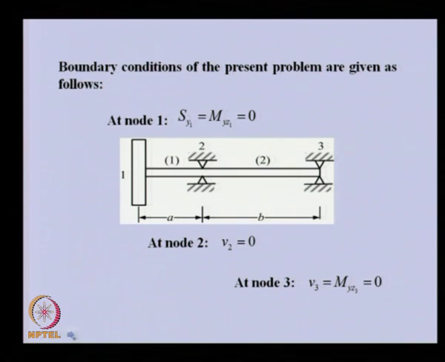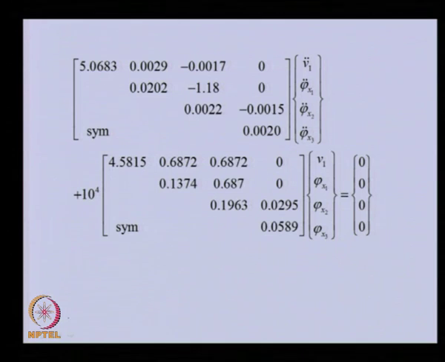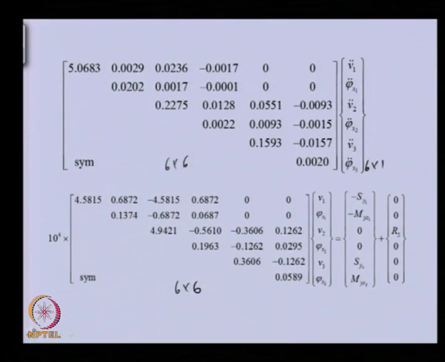Now let us apply these boundary conditions into the previous problem. So we have shear force and bending moment at node 1 as 0. At node 3 bending moment is 0, and V2 is 0 at support. V3 is 0 at support, the second support.